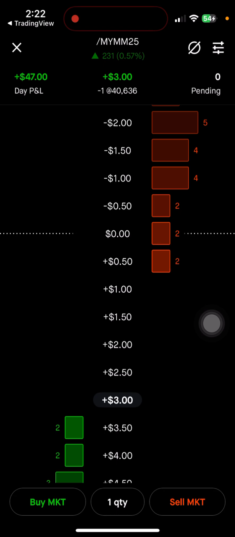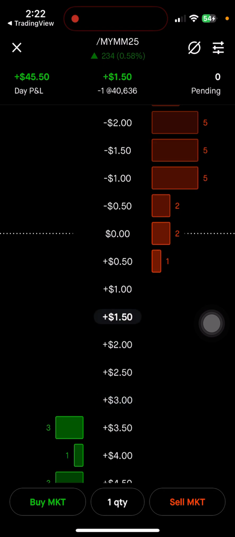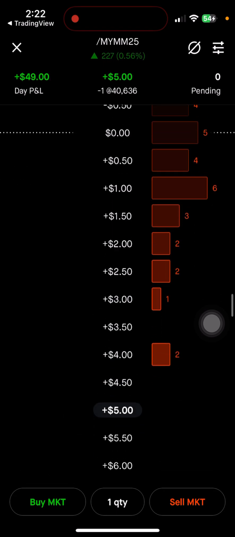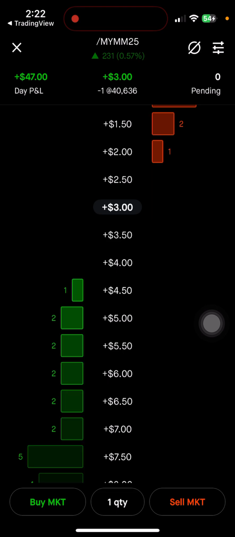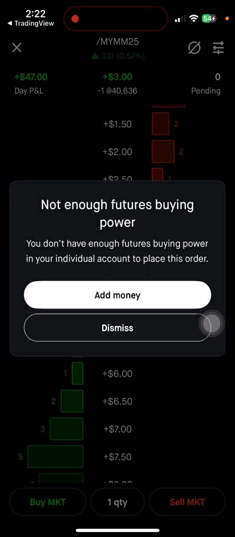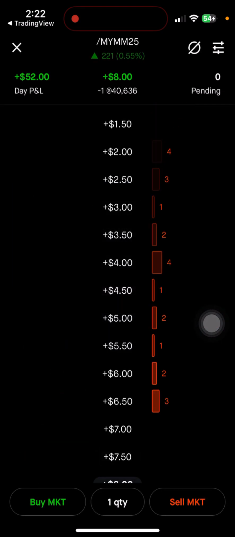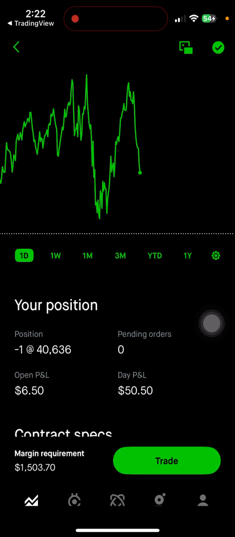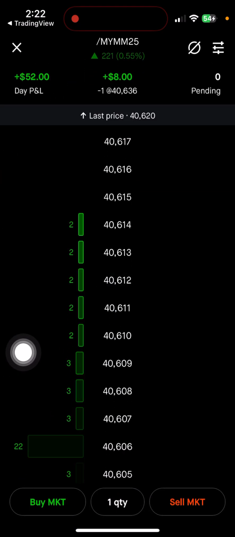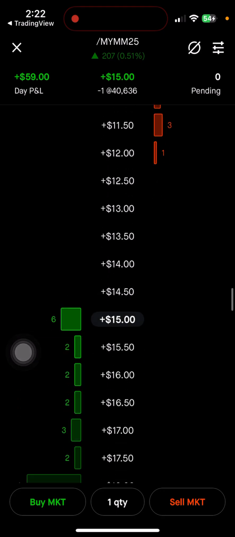Come on now, red candle. There we go. Where is it? Where is it? $5. Let's go here. We're going to sell. See, even I get confused while I'm trying to record here. Look at this. We have a -1. You can't go into ladder and sell to close your contract. You have to go to buy.